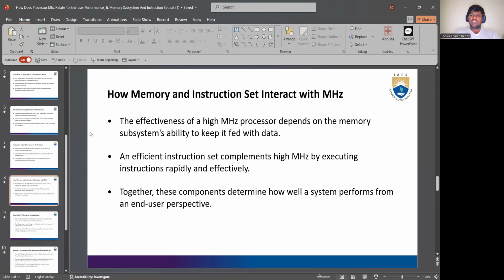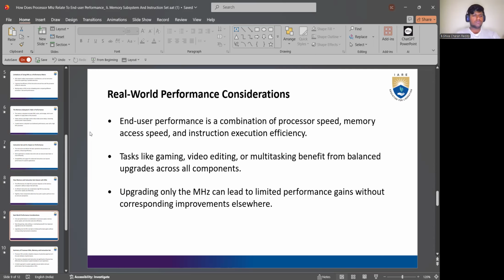An efficient instruction set complements this high megahertz, and can execute these instructions rapidly and effectively. If an efficient instruction set is placed alongside high megahertz, execution becomes easy. So it will be more accurate, more effective, and faster too. Together, all these components will determine how well a system performs from the real user experience which we have.